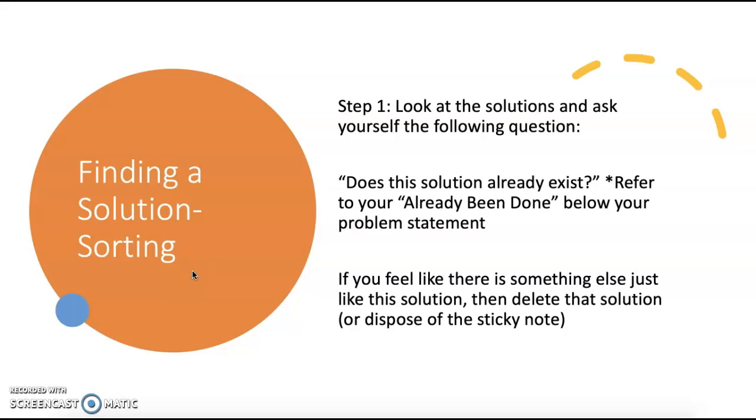Now, I want you to look at all those solutions and ask yourself the following question. Does this solution already exist? Okay, so refer to that already been done list that you made, where you put down at least 3 things that have already been done. If something sounds really similar to what's already been done, I want you to just delete it. So if you're working off a digital file, just delete it. If you are working off a sticky note, just put it in a discard pile.